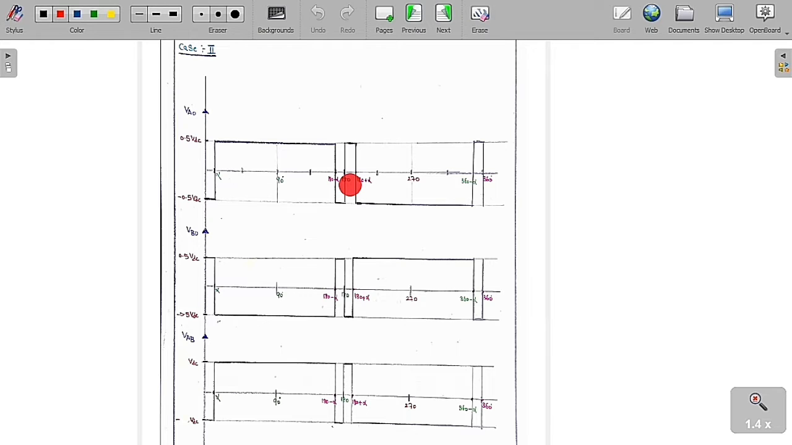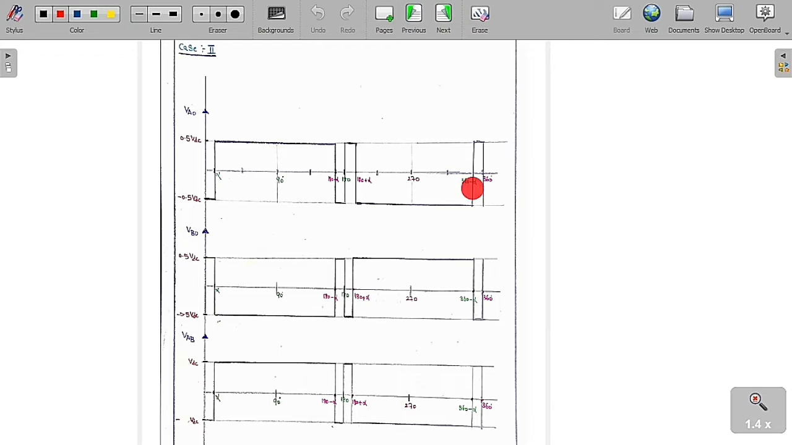Similarly, from 180 to 180 plus alpha, I am going to turn on switch 1 and switch 2. So again V0 is equal to plus 0.5 VDC, VB0 is equal to minus 0.5 VDC. So VAB is equal to plus VDC. Similarly, from 180 plus alpha to 360 minus alpha, I am going to turn on switch 3 and switch 4. So V0 is equal to minus 0.5 VDC, VB0 is equal to plus 0.5 VDC. So VAB is equal to minus VDC.